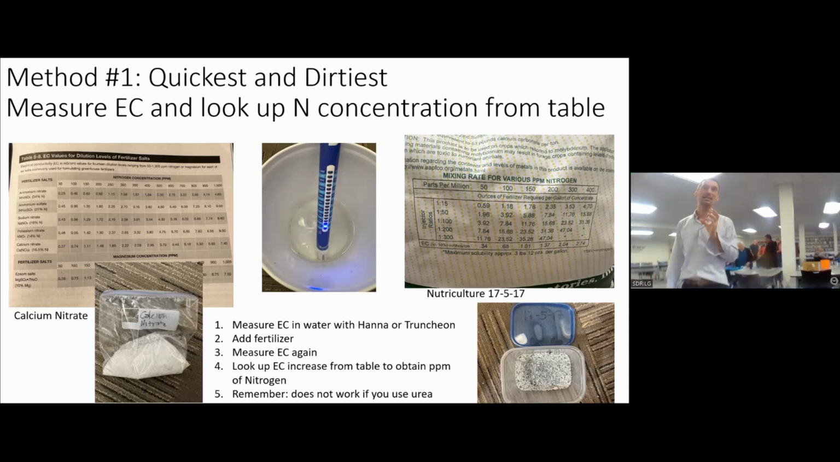We're not measuring directly what you want to. So I wanted to make clear that we're not measuring nitrogen or nitrate or ammonium directly. We are measuring electrical conductivity, and somebody gave us a table to tell us the correspondence to nitrogen. So it's the quickest and dirtiest method.